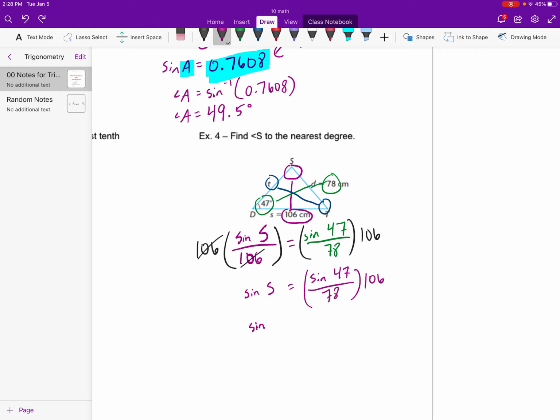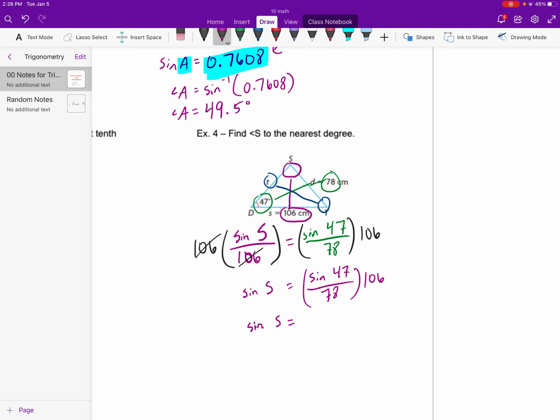I suggest that at this point you just take the right side and punch that into your calculator. So sine of 47, I have to end bracket that, divided by 78. I get another number, and then I multiply that by 106. And I get, remember, 4 decimals, 0.9939.